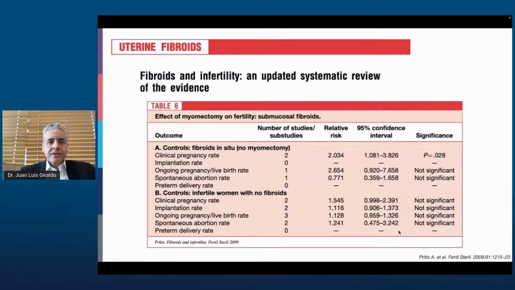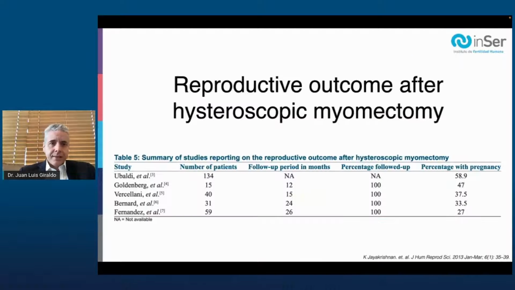that there was no difference in the clinical pregnancy rate, the implantation rate, the ongoing pregnancy rate, and the miscarriage rate. So patients that had submucous fibroids had lower clinical pregnancy rates than those that were taken to surgery before looking for a pregnancy. And when they were taken to myomectomy, their behavior was similar to those infertile patients that didn't have any fibroids. So again, the evidence shows that submucous fibroids definitely have an effect on fertility.